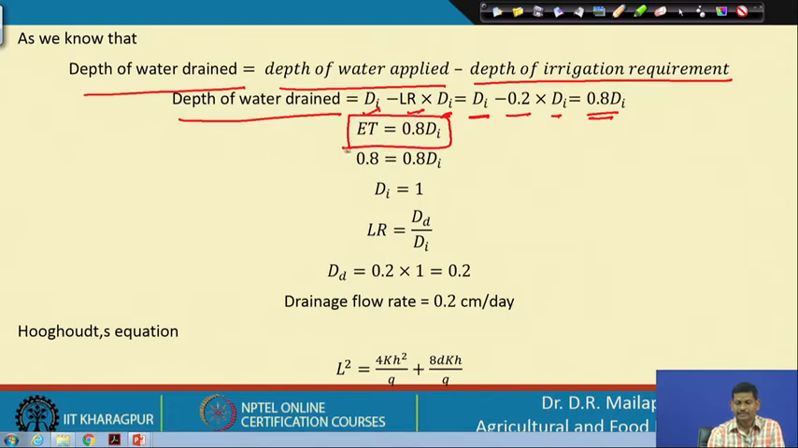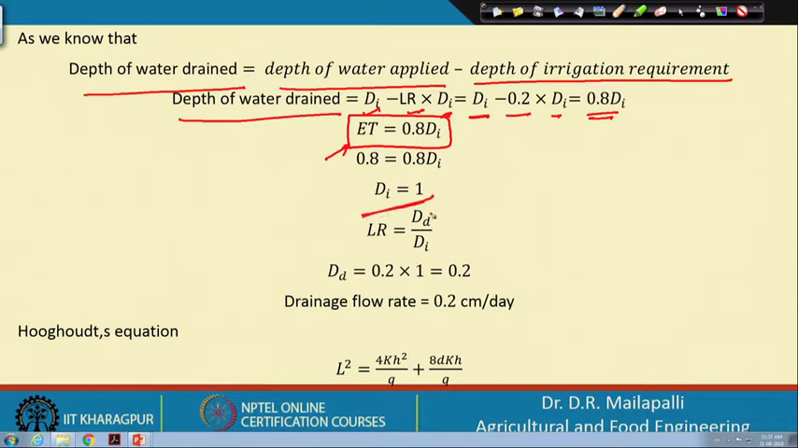So, we are equating that to 0.8 DI, right. We are expecting that much drained water is taken by the crop. So, ET is here the drainage water, because that much water is taken up by the plants. Then substituting these values, DI is equal to 1 and leachate requirement is DD minus DI, and DD, the drainage depth, will be 0.2 into 1, that is 0.2 centimeter per day. So, this is in a day.